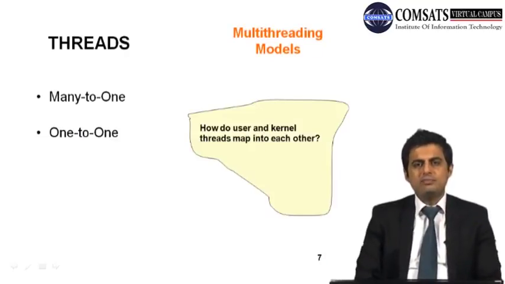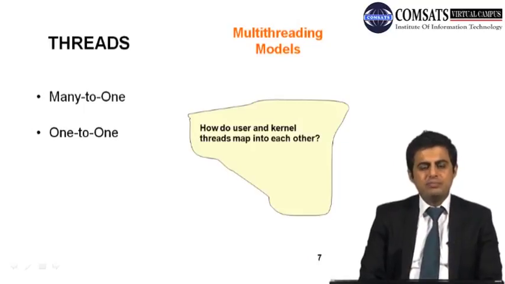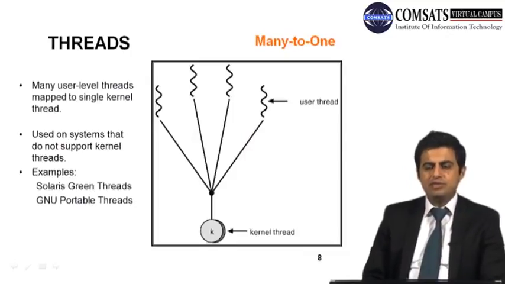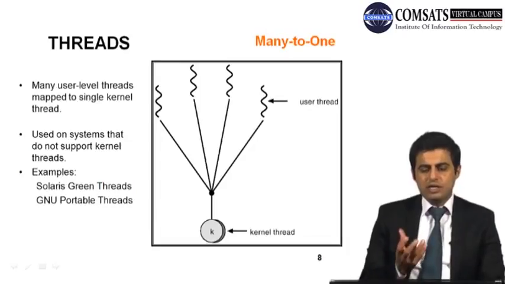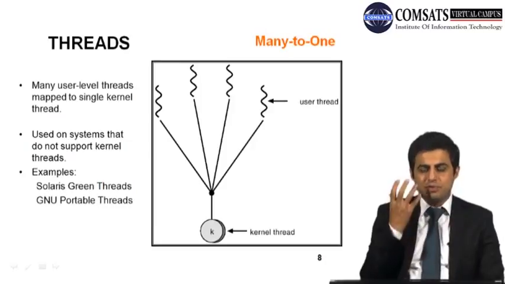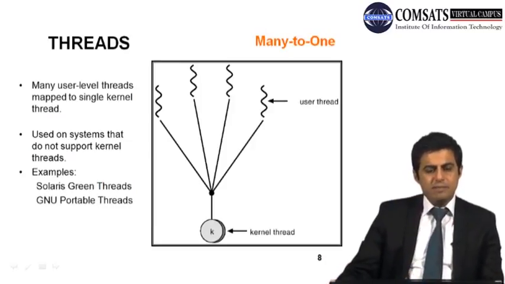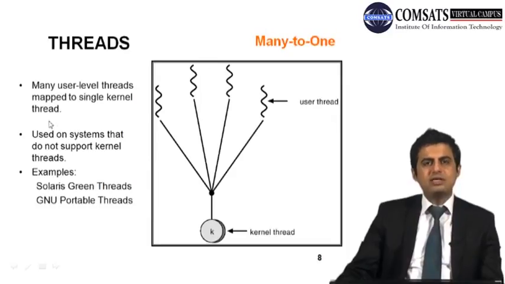Okay, then you have got multithreading models, where you have got many to one threads and one to one threads. Okay, how do user and kernel threads map into each other? This is many to one. In this, at the one end you have got the kernel which is in charge of all the threads. So what the kernel does is that it is responsible for taking care of all the threads and is responsible for managing all the threads. So in many to one, many user level threads map to a single kernel thread. So these are the threads which have been created by the user, okay, in the code.